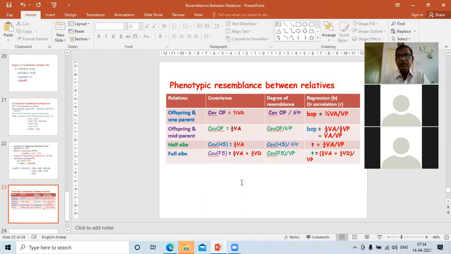If the data structure is offspring and one parent, then you have to estimate the heritability from offspring and one parent, VA by VP. With offspring and mid parent, you can estimate bOP, the regression of offspring on parent, and directly estimate VA by VP. But the estimation of heritability by offspring and one parent is better than by offspring and mid parent.